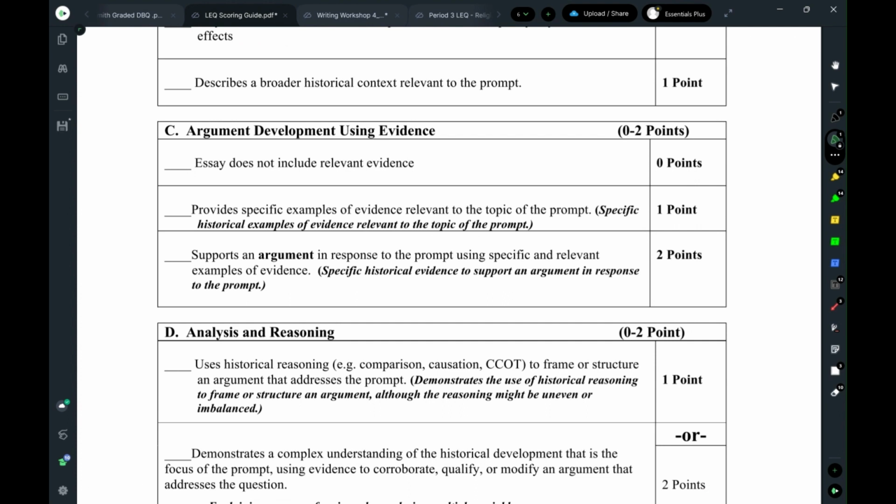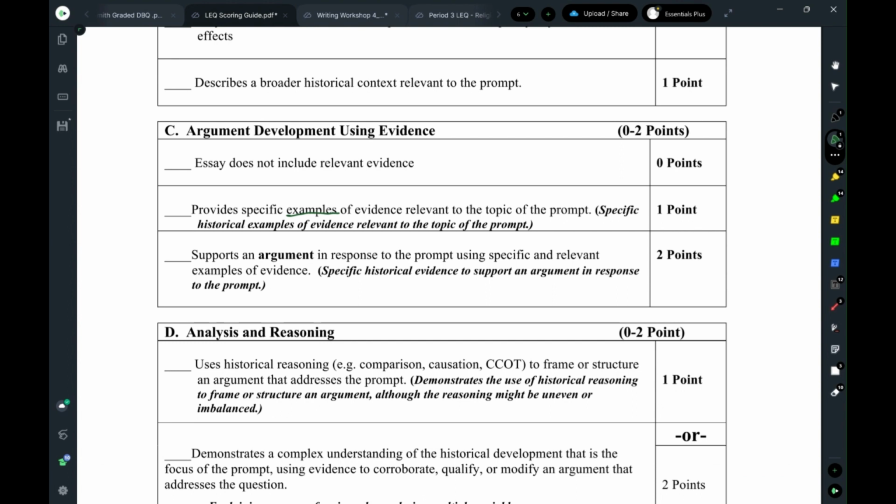Argument development using evidence. Let's look at this closely, right? Both of these say something that I want to make sure you're recognizing. Provides specific examples. You'll notice that that's plural. So provides specific examples, right? That means there has to be two or more. If you just have one, you don't get this point.